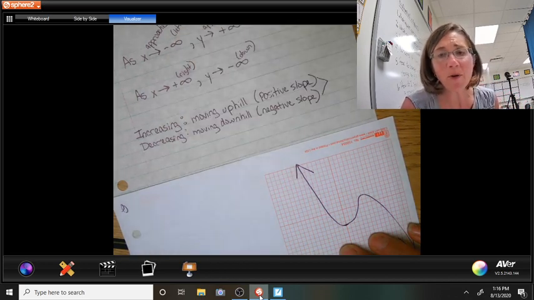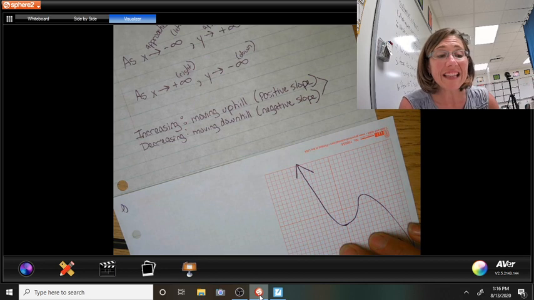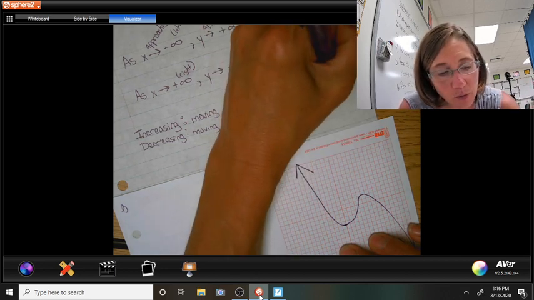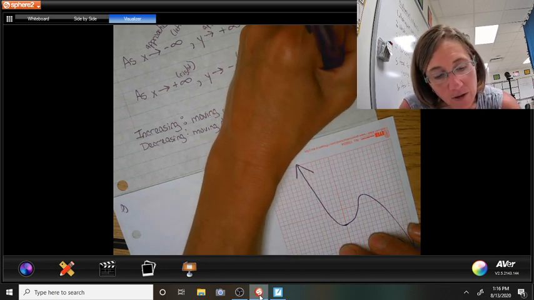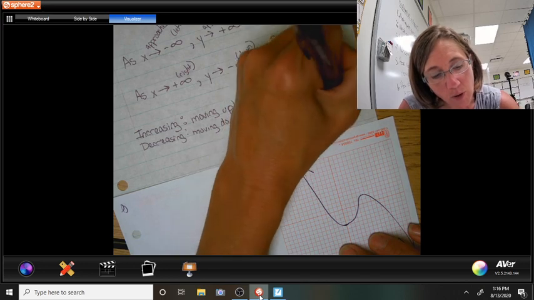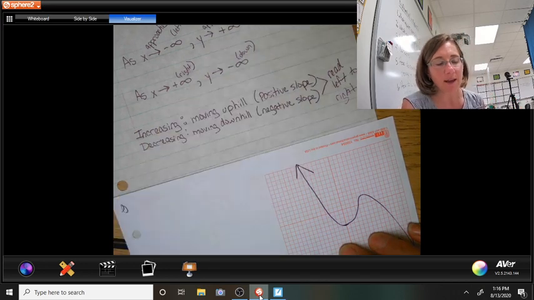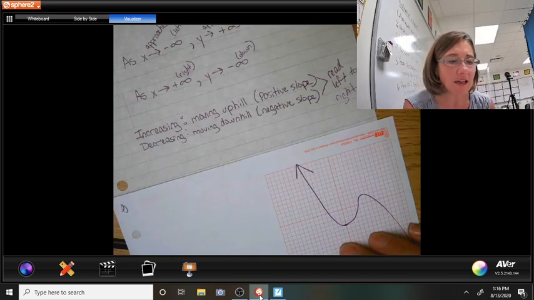And it's important to remember that with slope, we read these left to right. So we read left to right when you're talking about slope. Okay, so increasing and decreasing.